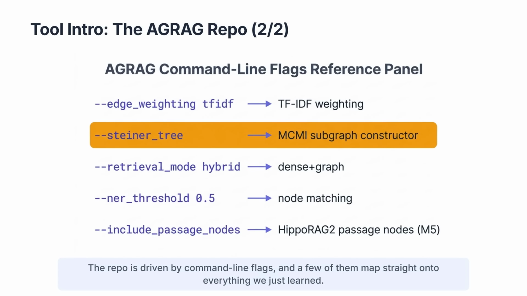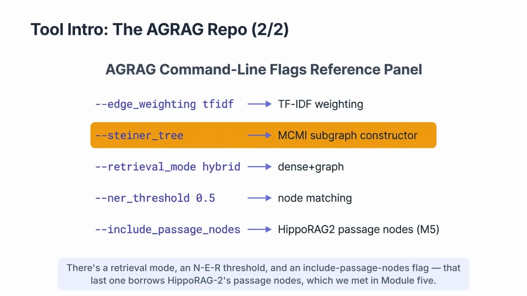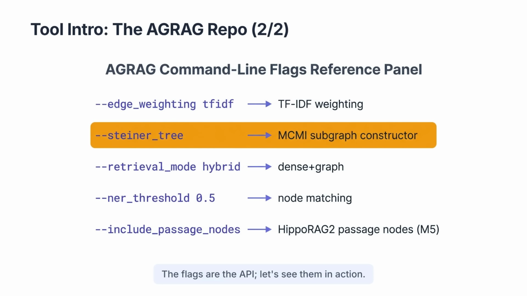The repo is driven by command line flags, and a few of them map straight onto everything we just learned. Edge weighting set to TF-IDF turns on our non-parametric weighting. Steiner tree switches on the subgraph constructor that solves MCMI. There's a retrieval mode, an NER threshold, and an include passage nodes flag. That last one borrows HippoRAG 2 passage nodes, which we met in Module 5. The flags are the API, let's see them in action.